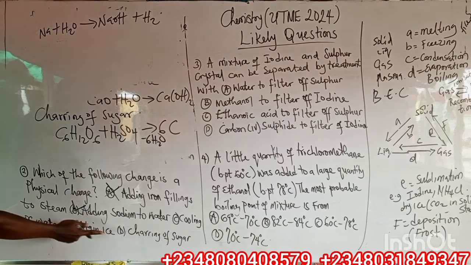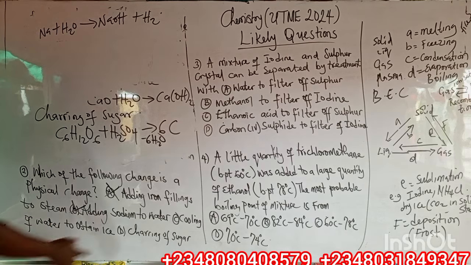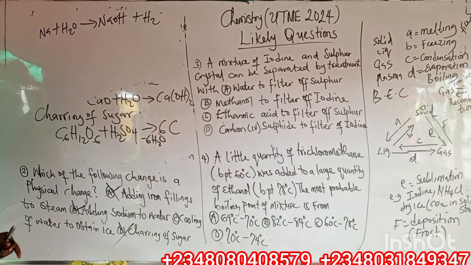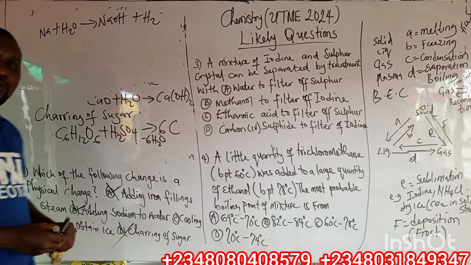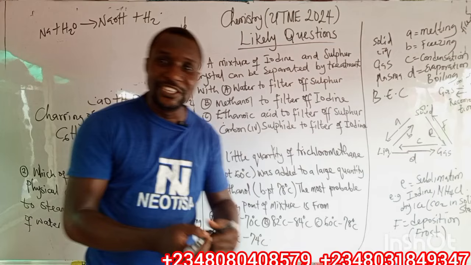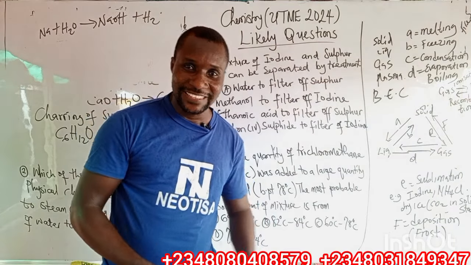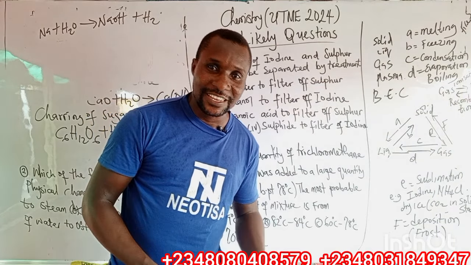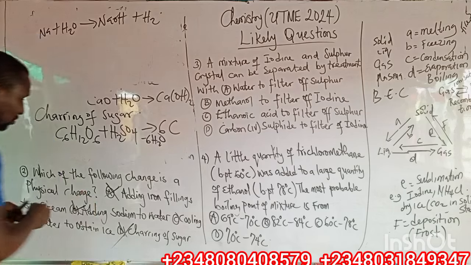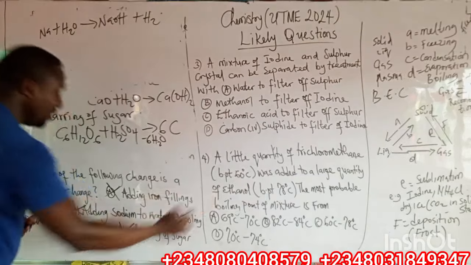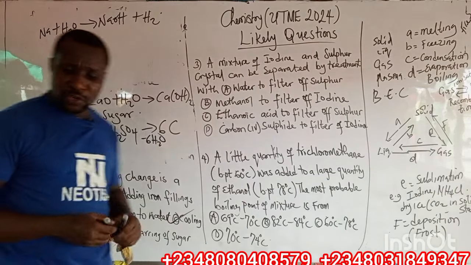Cooling of water to obtain ice. Can you see this one? Charring of sugar is a chemical change. Can never be the answer. But cooling of water to ice, when you cool water, that means freezing of water to ice, is an example of what? Physical change. Therefore, the answer to this question is C. It's a physical change. Let's go to the next question.